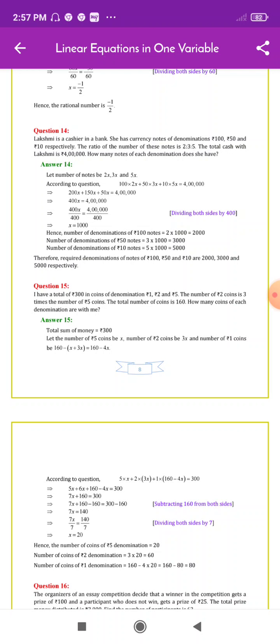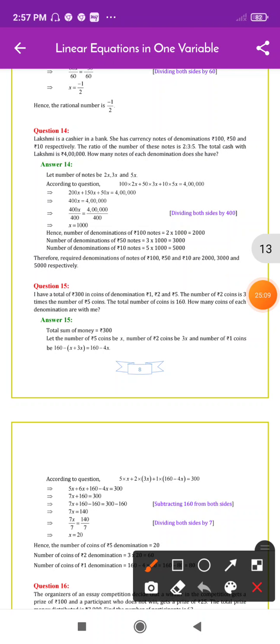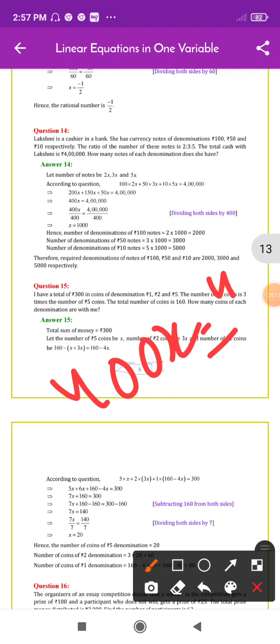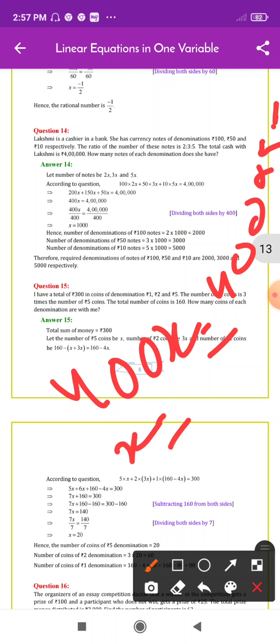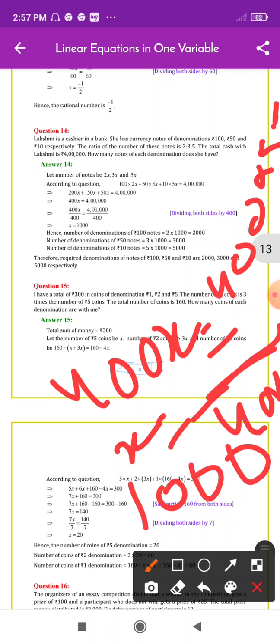So 400x equals 4 lakh, yes or no? Now what we have to do, in the short way you can do this. 400x equals 4 lakh is given. Now we have to find x, so we have to shift this number to the other side. We'll be dividing by 400 on both sides. We'll get the answer 1000, yes or no?